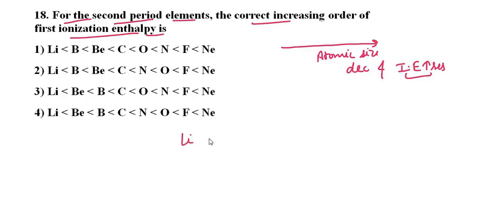When we see the second period element, lithium, beryllium, boron, carbon, nitrogen, oxygen, fluorine and neon, there are two exceptions that come here. When we move from beryllium to boron and when we consider the case of nitrogen and oxygen.